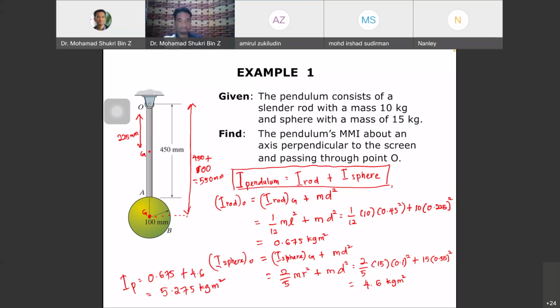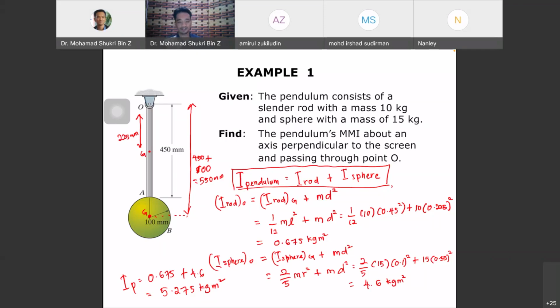Macam yang rod tu, 0.25 tu kita hasil bahagi 450. Kalau untuk sphere tu kita tak payah bahagi 0.55 tu, kita just ambil je 0.55. Macam yang rod tadi tu kita bagi dua dia punya D. Kalau macam yang ice sphere ni kita tak payah bagi dua. Maksudnya 550 bahagi 2.